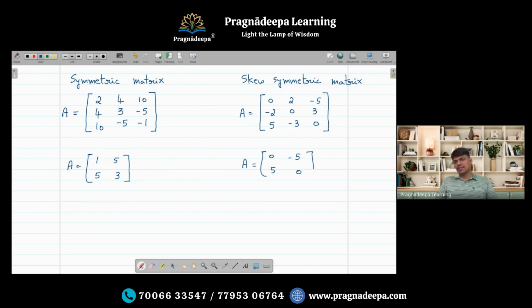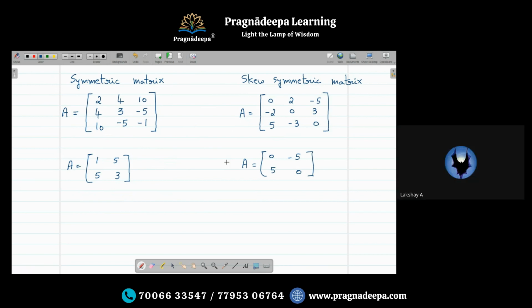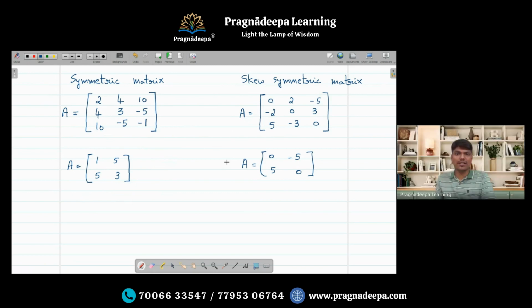Understood everyone how to construct a symmetric and skew symmetric matrix? Yes, sir. Now there is one quite a challenge to it. What is the challenge? I'll give a matrix A which is neither symmetric nor skew symmetric. Let's try to see the behavior of that.